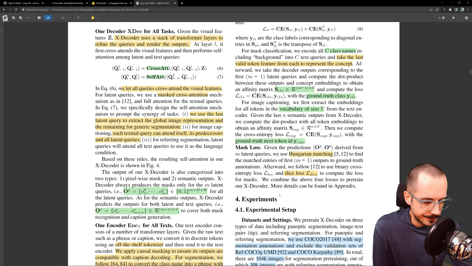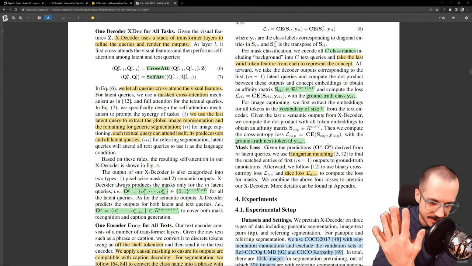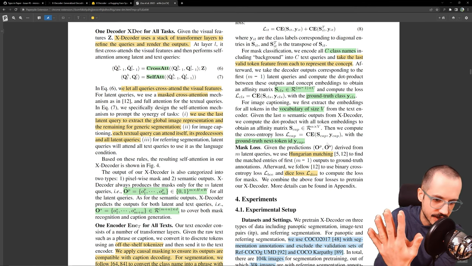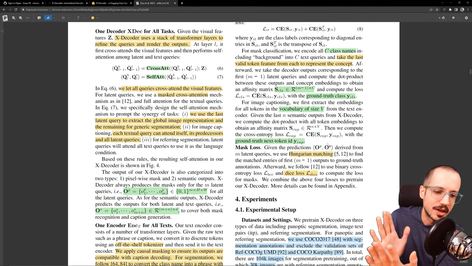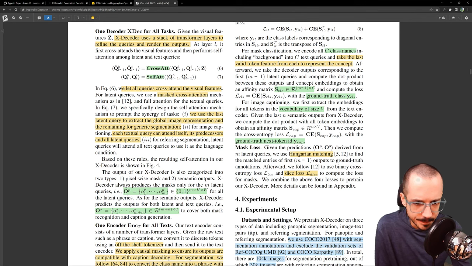So, dice loss here, Hungarian matching. It's a way of basically, you have your mask, right? Because here they're training with ground truth masks, and then you have the mask that comes out of your model, and there's a loss to that. And you can't just do mean squared error, right? So there's some clever way to get a loss from a predicted mask and a real mask. There's probably a hundred different ways to do that, but here they're using Hungarian matching and dice loss.